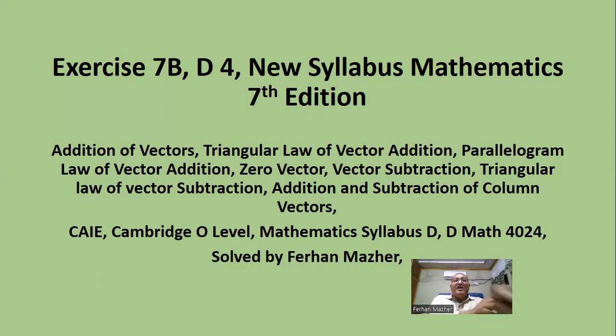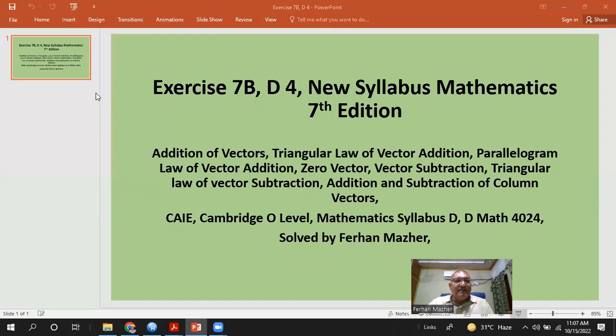We will also learn how vector subtraction is done, the triangular law of vector subtraction, and we will also do the addition and subtraction of column vectors. For this purpose, we are going to attempt exercise 7B from the book D4. The name of the book is New Syllabus Mathematics, 7th edition. So let's start today's exercise.